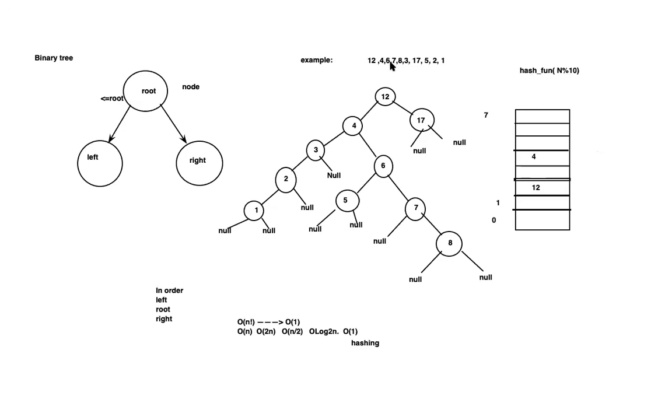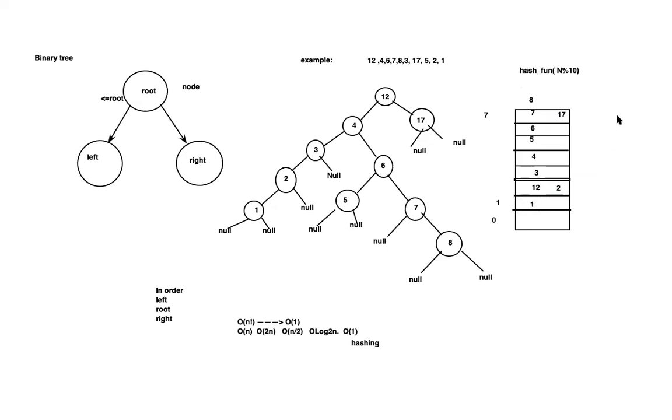Again, 6 mod 10 is 6. 7 mod 10 is 7. 8 will of course be stored here on top; I have not drawn the diagram. 3 will be stored here. Then we will have 17. 17 mod 10 is 7, so 17 is also stored there. Then we have 5, which will be stored here. Now 2, which goes with 12 at index 2. Then we have 1 here.